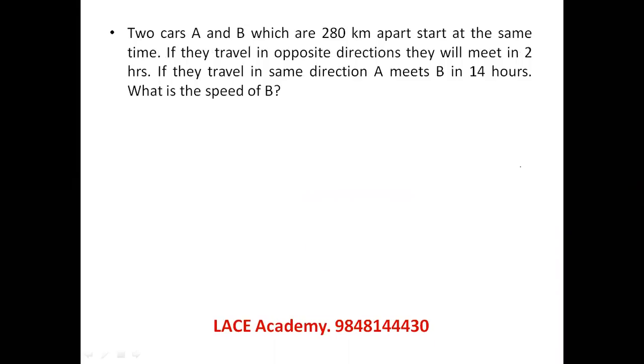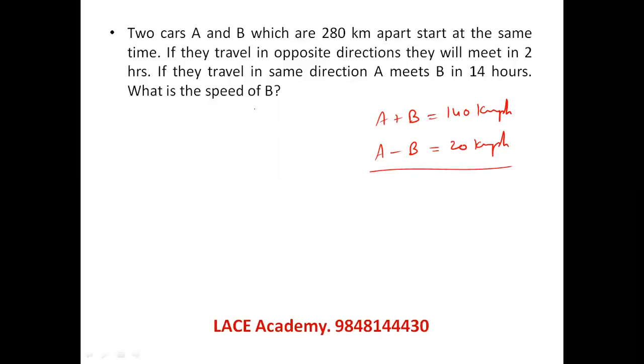Two cars A and B which are 280 km apart start at the same time. If they travel in opposite directions, they'll meet in 2 hours. So their relative speed in opposite directions, the sum of their speeds, is 280 by 2, 140 km per hour. If they travel in the same direction, they'll meet in 14 hours. So 280 kilometers is traveled with the relative speed of A minus B, because A is meeting B, so A should have more speed. A minus B is 280 by 14, distance by time, which is 20 km per hour.